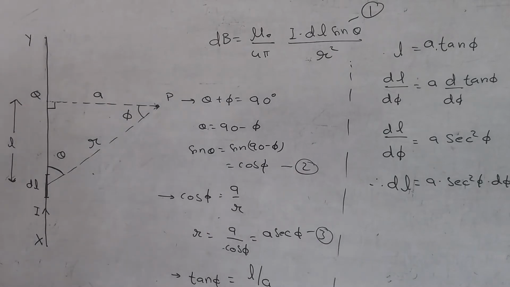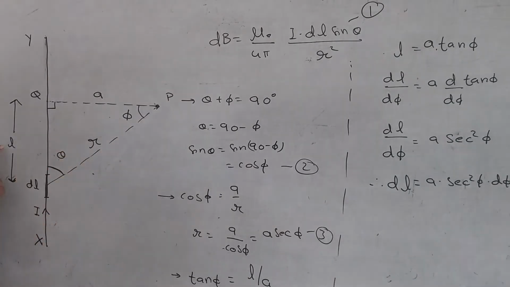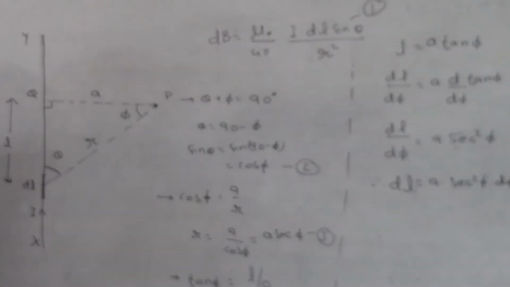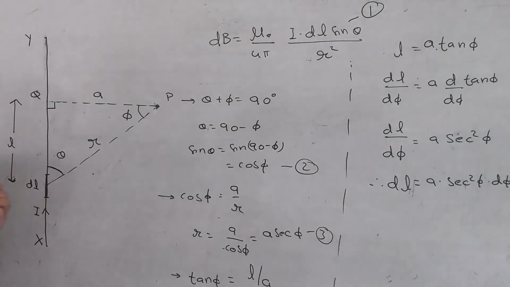Tan theta, what is the tan function? It is opposite side upon adjacent side. So this is phi. The opposite side is L and the adjacent side is A. So tan phi is equal to L by A. Okay, so what is L? A goes to the other side. L is equal to A tan phi.